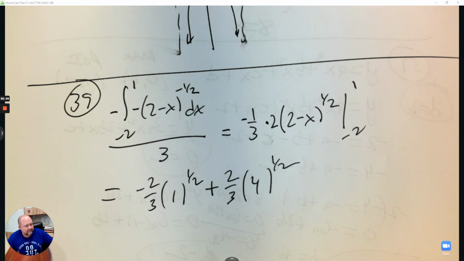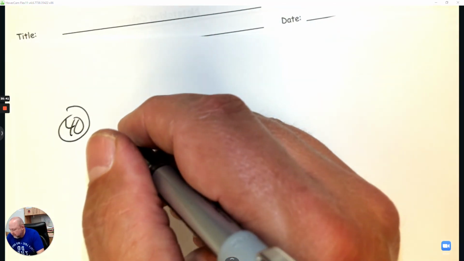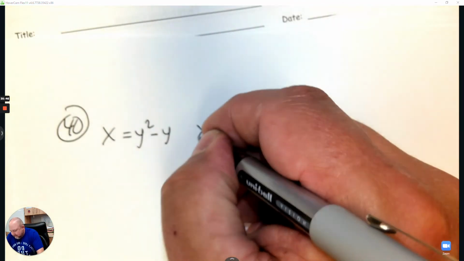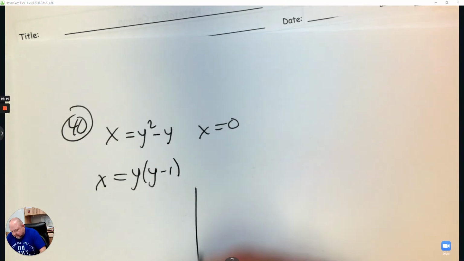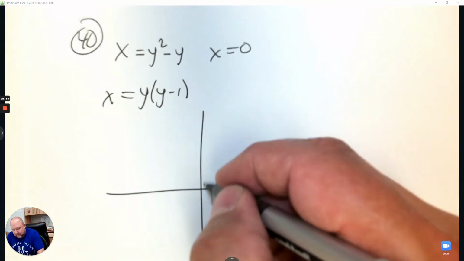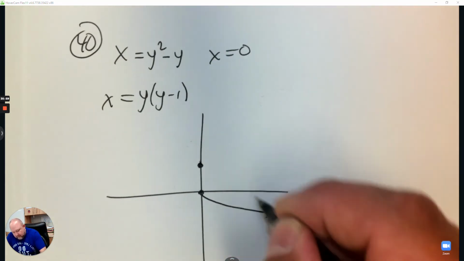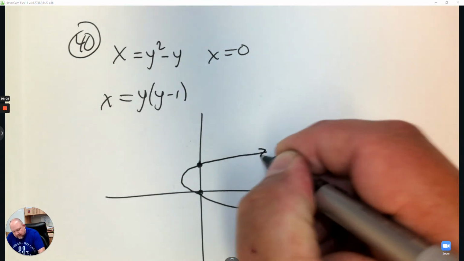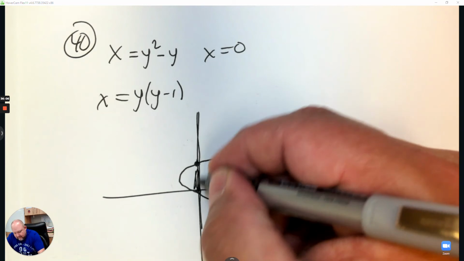Number 40. In number 40, sketch this region. X equals y squared minus y, and x equals 0. So I'm going to factor it. This is a sideways parabola. And the y-intercepts are at 0 and +1. And then we're going to draw a sideways parabola from there. And then x equals 0, and then this.